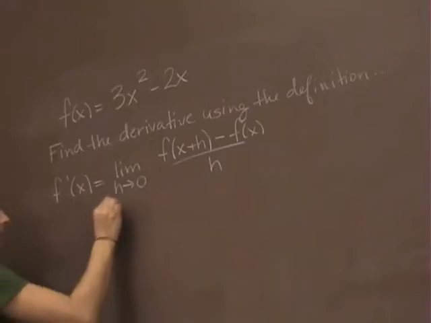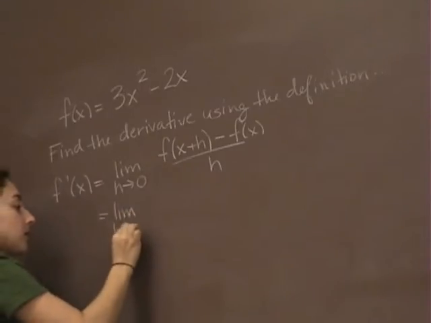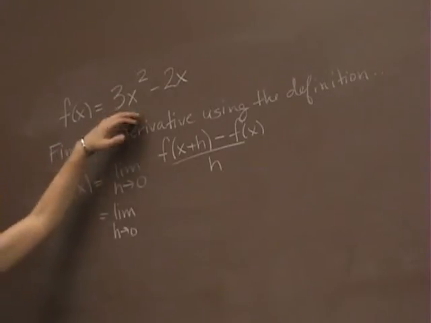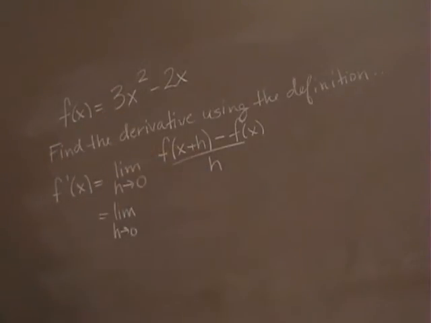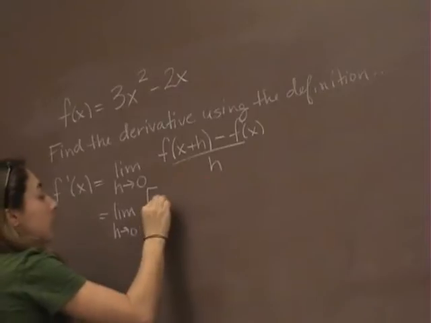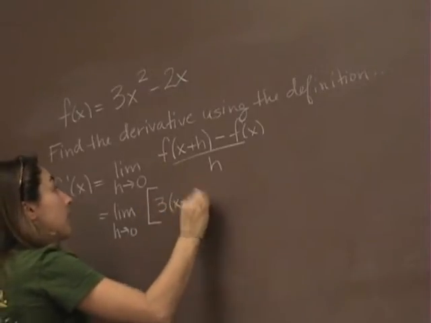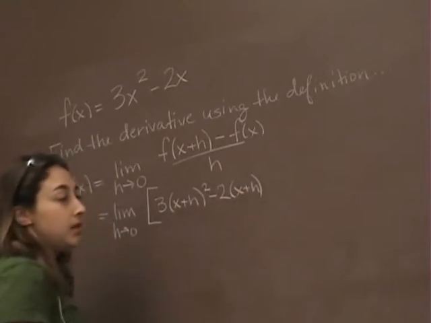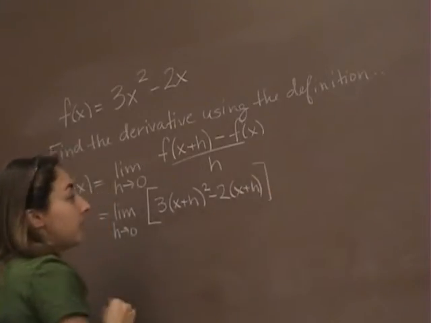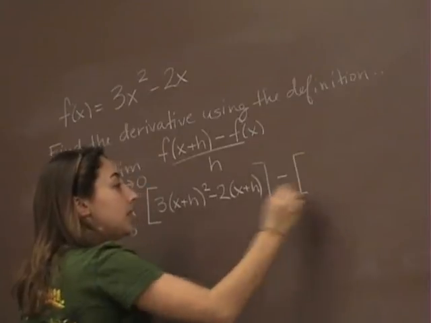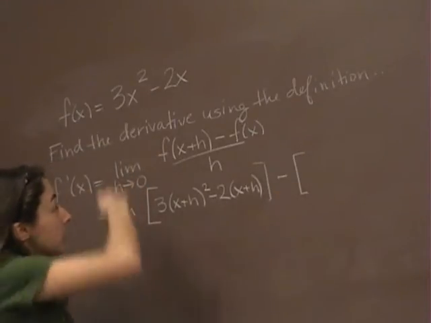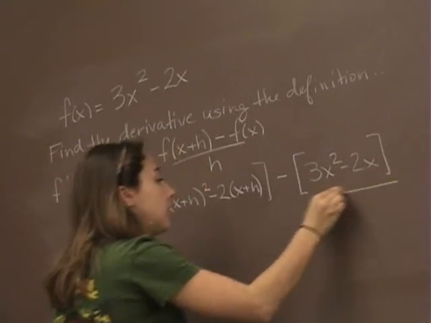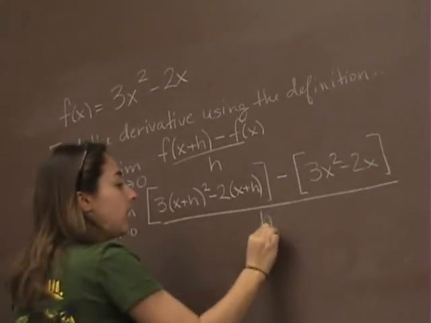So how are we going to do this? You take the limit as h goes to 0, and in your f of x function you replace all your x's first with x plus h. So it'll be 3 times x plus h squared minus 2 times x plus h. That's f of x plus h, minus f of x, which is 3x squared minus 2x. And all of this is divided by h.